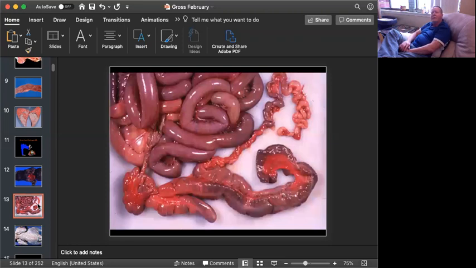Slide number two is tissue from a foal. Can you give me a morphologic diagnosis and a cause? You know it's a foal because it's pretty difficult to get the intestine and the colon of a mature horse on a light table. So this has got to be a very young foal.